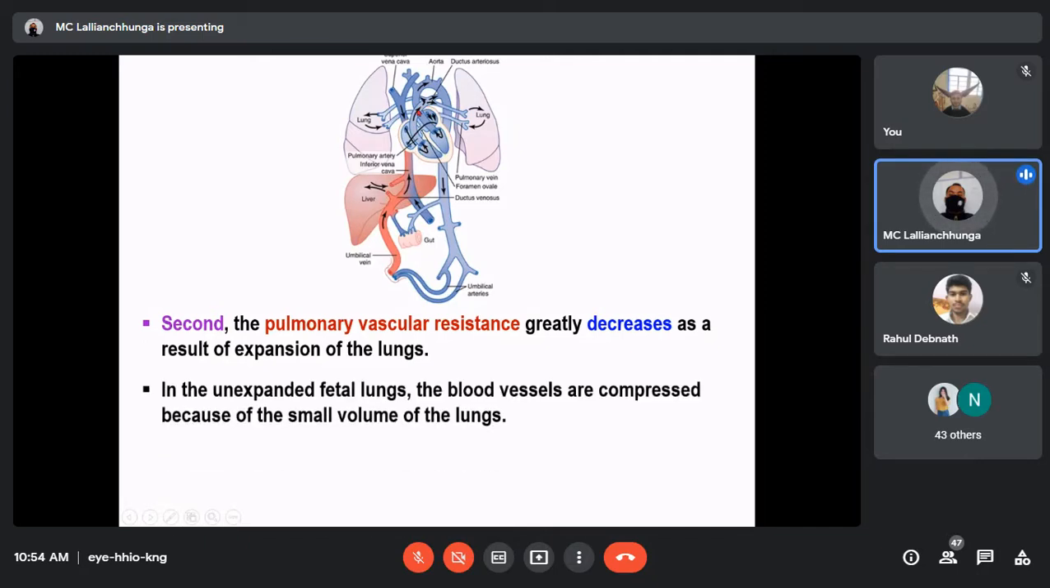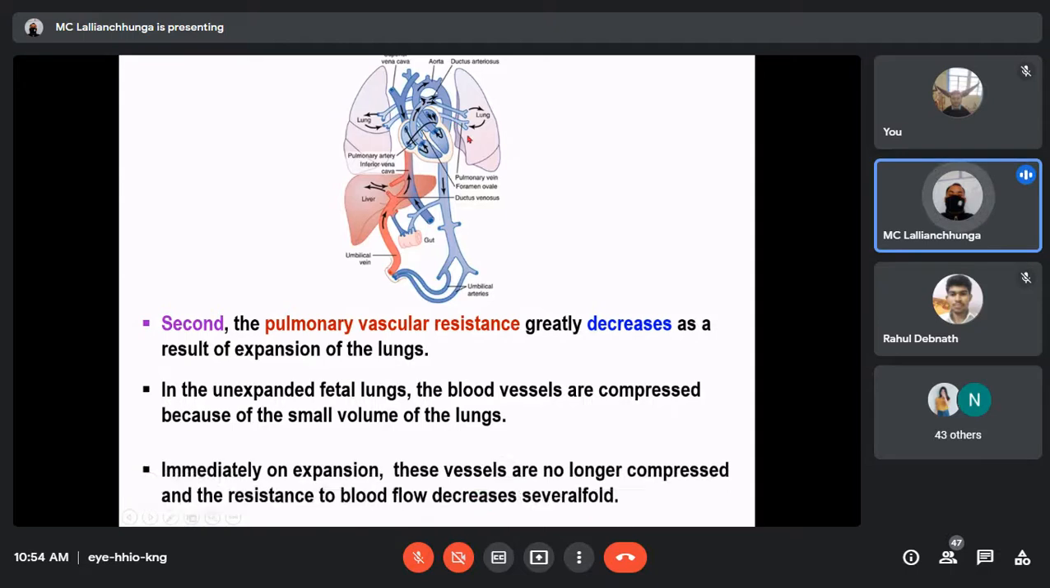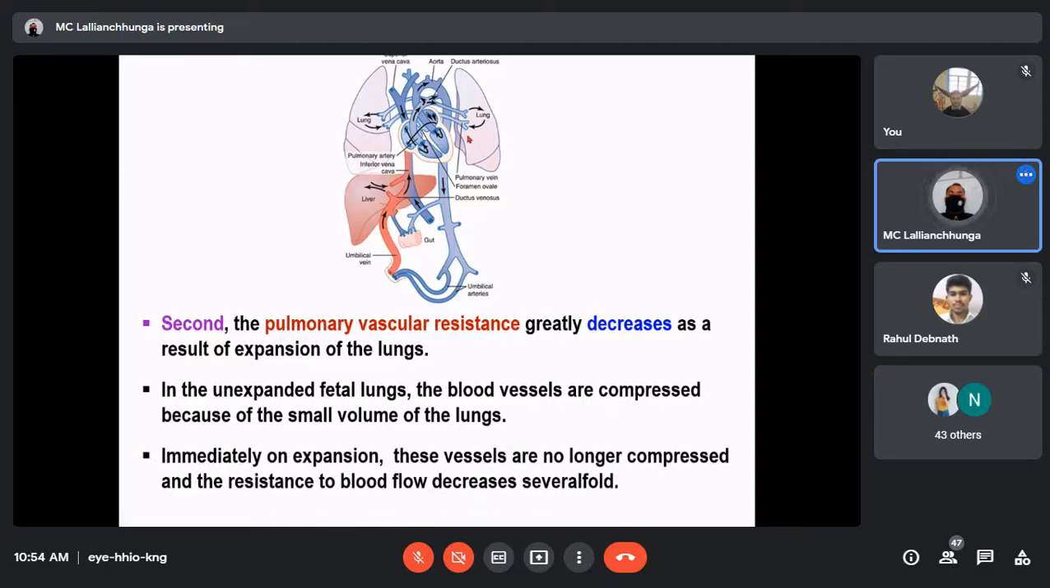In the unexpanded fetal lungs, the blood vessels are compressed because of the small volume of the lungs. Even during fetal life, blood vessels in the lungs are compressed, so you have to remember that also. Immediately on expansion, these vessels are no longer compressed and the resistance to blood flow decreases several fold.